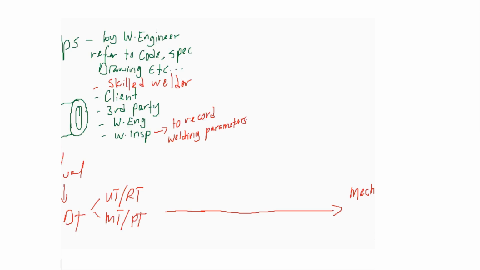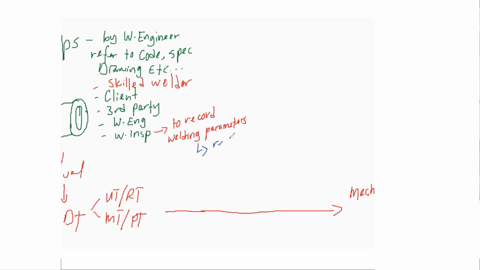Maybe they ask for tensile, and maybe toughness, or maybe hardness must be carried out, or maybe a corrosion test is required. Then for all these, there must be a report required.